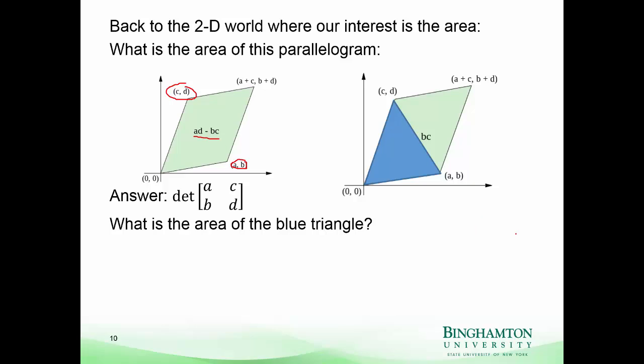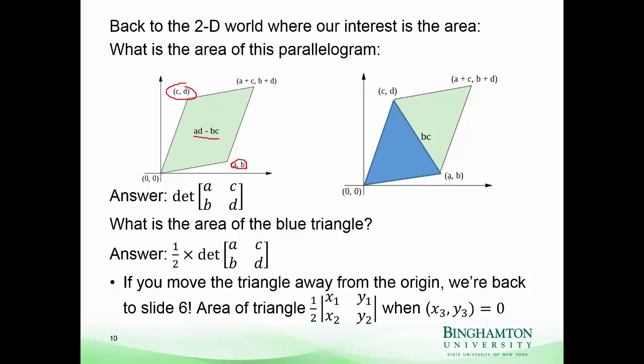So that's the area of that parallelogram. And now we can tie this back into what we saw at the beginning of this set of notes, that a triangle defined by those two vectors is going to be half of that parallelogram. So it's going to be half times the determinant of that. And you may need to involve an absolute value in this, depending upon where in the plane you pick those. Now, if you move the triangle away from the origin, we're back to what we saw in slide 6, which gives us this result when x3, y3 is equal to 0.